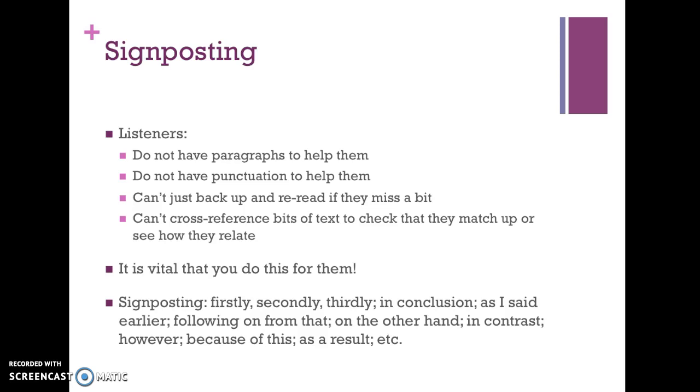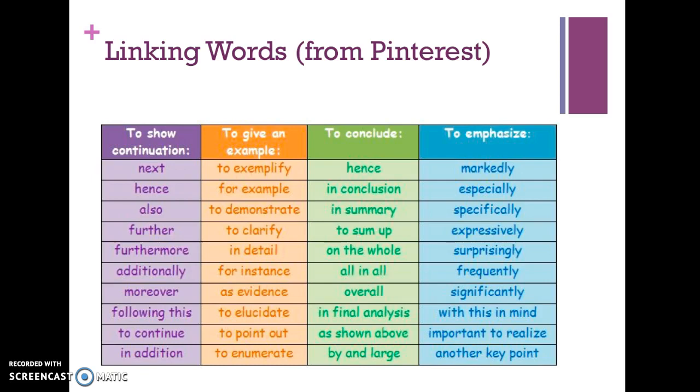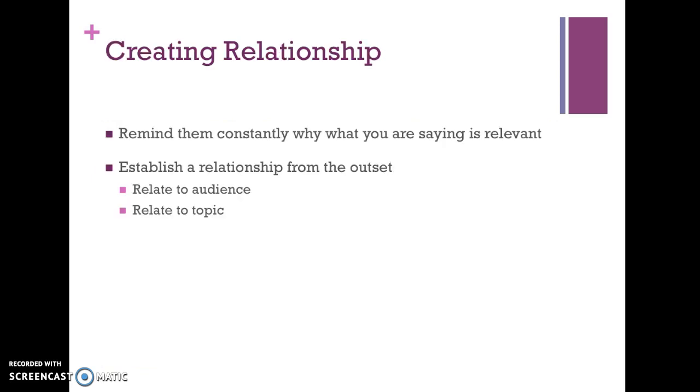So words like firstly, secondly, thirdly, in conclusion, as I said earlier, following on from that, on the other hand, in contrast, however, because of this, as a result, and so on and so forth. There are a whole bunch of words that you can use around this. They're called either linking words or transitional phrases. Here's a quick example of a chart that I found with a quick search on Pinterest. But if you head to your favorite search engine and type in linking words or transitional phrases, you'll get a whole bunch of results to give you some ideas. You can pause that and copy those down if you need to.